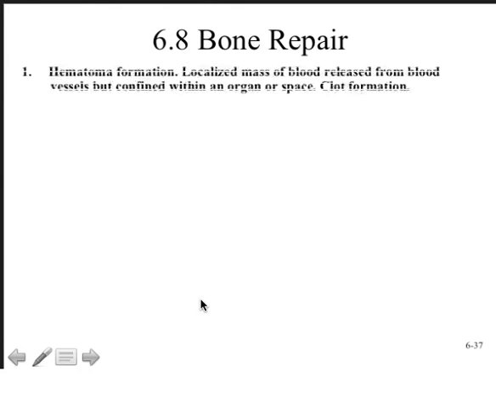Now, bone repair is an important process. Essentially, what happens in bone repair is that the process of osteogenesis, in particular endochondral ossification, is mimicked to some extent in the area where the bone's been fractured. It starts with hematoma formation, and that's basically internal bleeding that is going to occur across where the break is located. The mass of blood that's released from the vessels is confined inside the organ or space, and we see the formation of a clot.